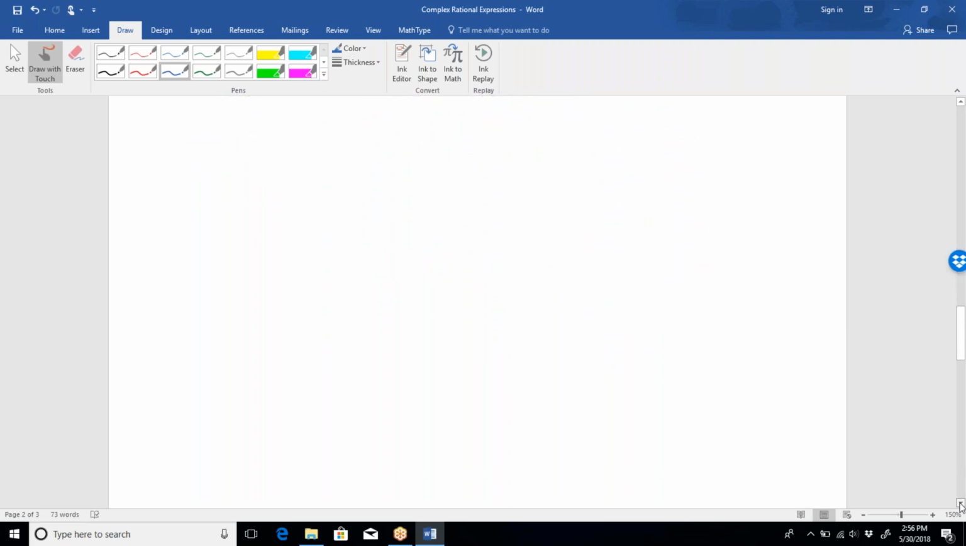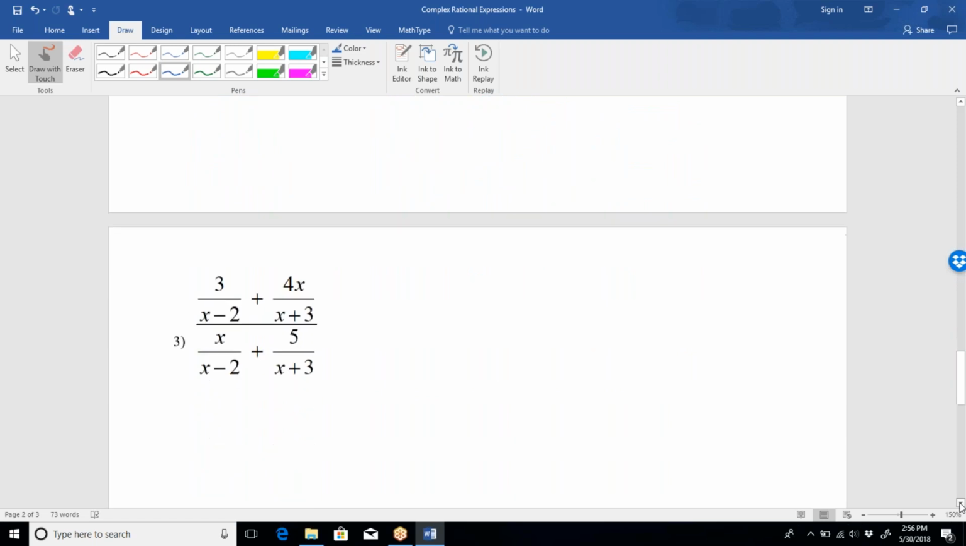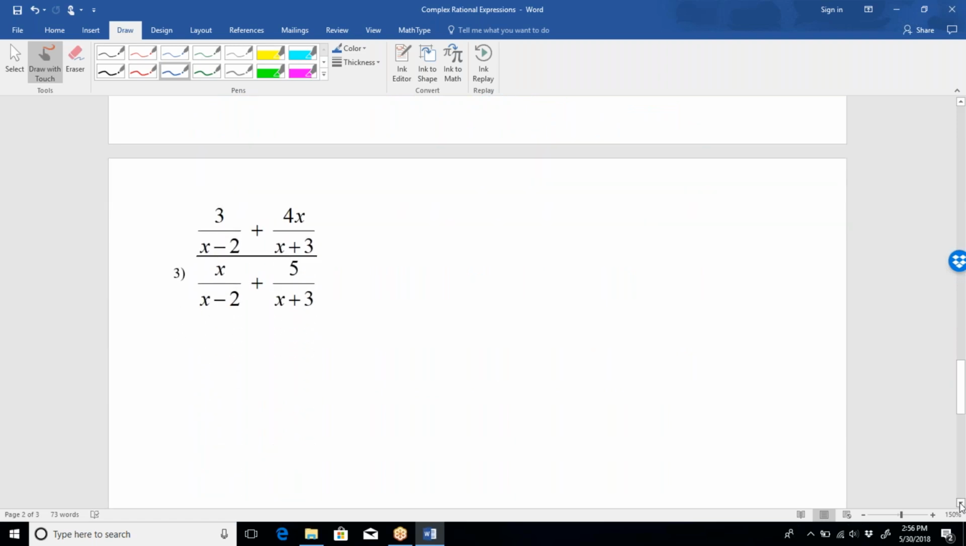Okay, I've got one more on this video. This one looks like fun. Okay, so I'm going to look at all the denominators, x minus 2, x plus 3, x minus 2, x plus 3. So if I were going to try to make all the denominators the same, then my denominator that I would use would be x minus 2 times the quantity x plus 3. We call that the least common denominator. So I'm going to multiply. I'm back to what I did for number 1.